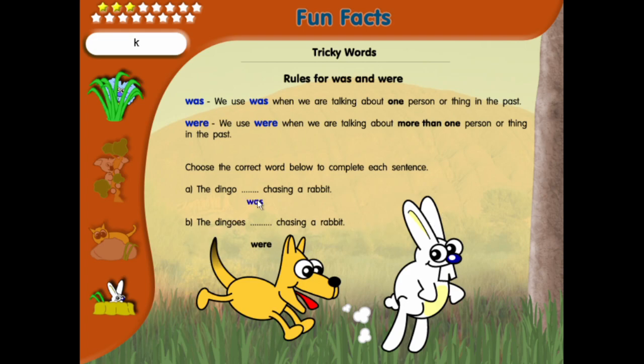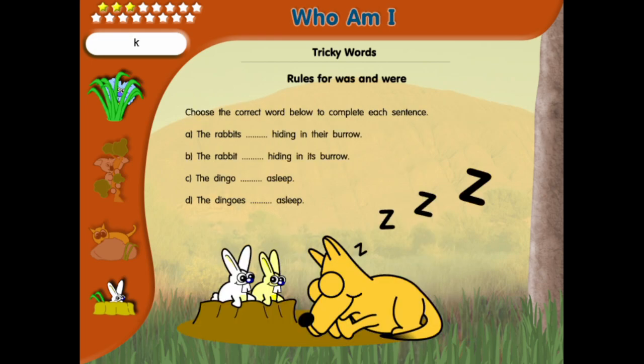Was. The dingo was chasing a rabbit. The dingoes were chasing a rabbit. Well done. Who am I? Choose the correct word below to complete each sentence. Were. The rabbits were hiding in their burrow. Was. The rabbit was hiding in its burrow. The dingo was asleep. Were. The dingoes were asleep. Good work.